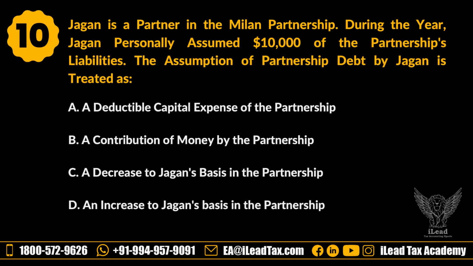Jagan is a partner in the Milan partnership. During the year, Jagan personally assumed 10,000 of the partnership's liability. The assumption of the partnership debt by Jagan is treated as: A, a deductible capital expense of the partnership; B, a contribution of money by the partnership; C, a decrease to Jagan's basis in the partnership; D, an increase to Jagan's basis in the partnership. Let's see the answer.